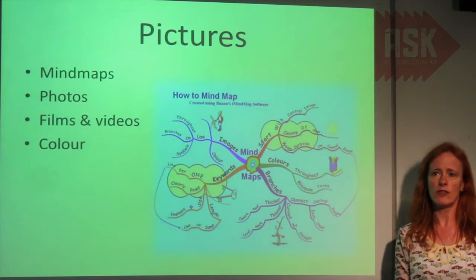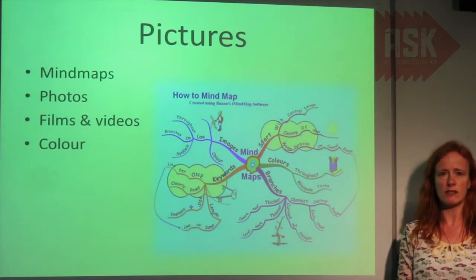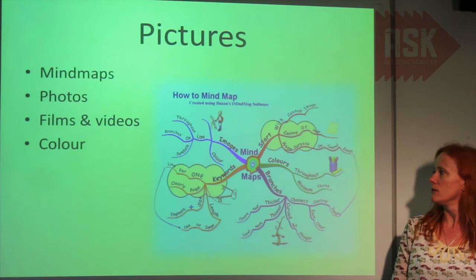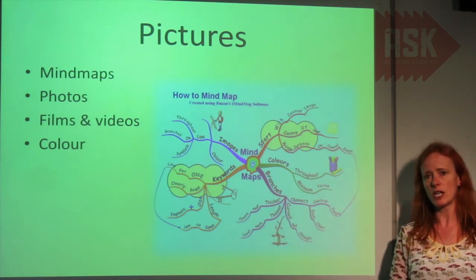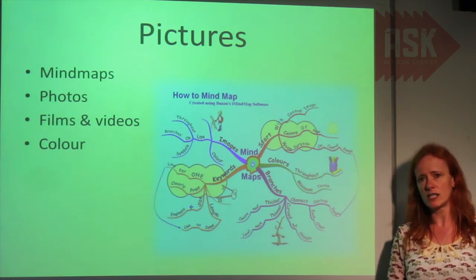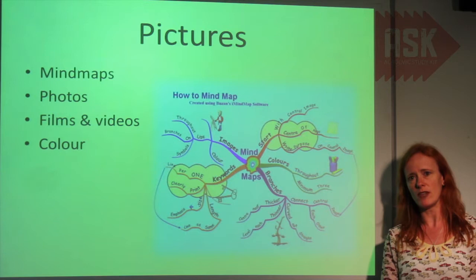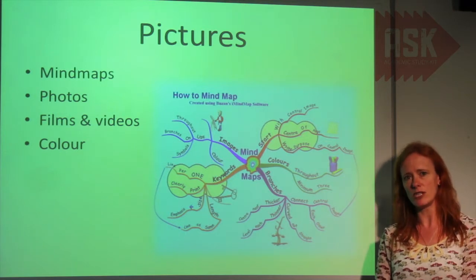Adding colour to any of the images that you use, whether it's through the post-it notes or the colour within the mind maps, is a really useful way of helping to code information and also makes it much more pleasant. And your mind likes to remember things that are pleasant, and therefore colourful images are more likely to be remembered.